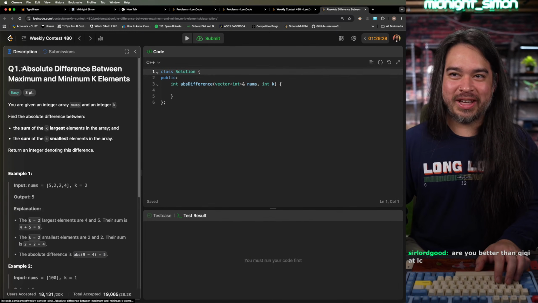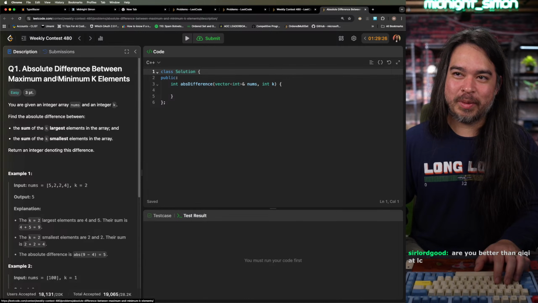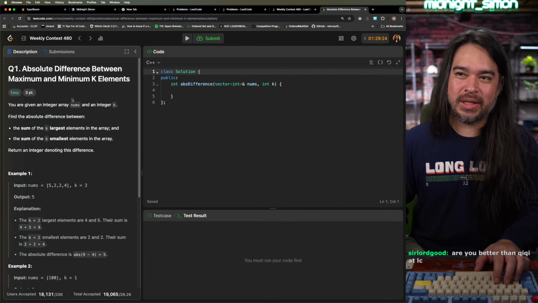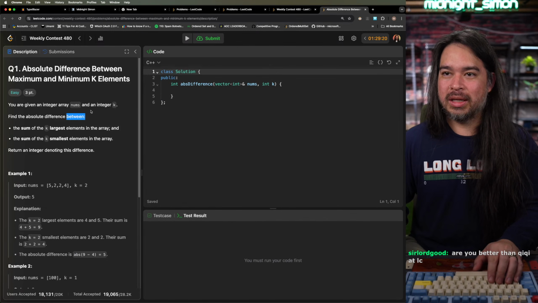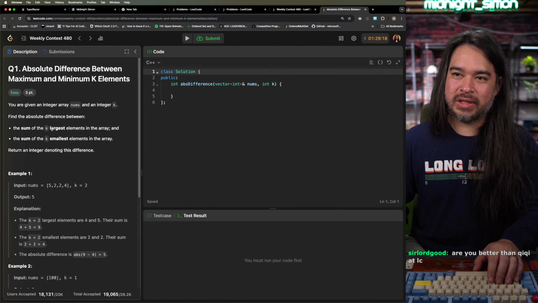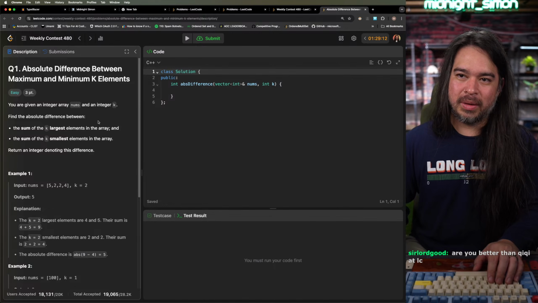Anyways, here we go. Absolute difference between maximum and minimum elements. You're given an integer array nums and an integer k. Find the absolute difference between the sum of the k largest elements in the array and the sum of the k smallest elements in the array. Return an integer denoting this difference.